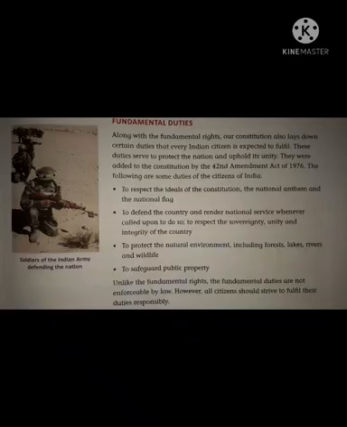So we should follow our fundamental duties, where our Constitution lays down certain duties that every citizen should fulfill. They expect us to fulfill them. They were added to the Constitution by the 42nd Amendment Act of 1976. Here are some of the duties: to respect the ideals of the Indian Constitution, our national anthem and our national flag; to defend our country and render national service whenever called upon to do so; to protect the sovereignty, unity and integrity of the country. We should also protect our natural environment, including forests, lakes, rivers and wildlife, and safeguard public property.